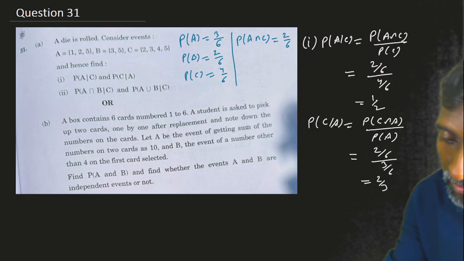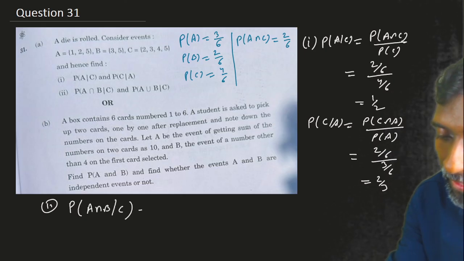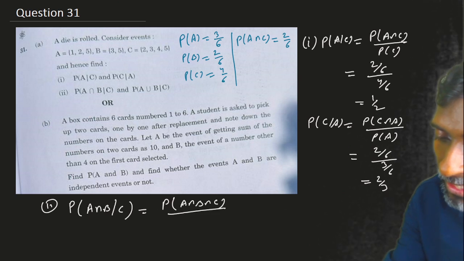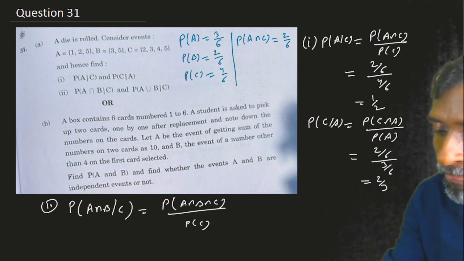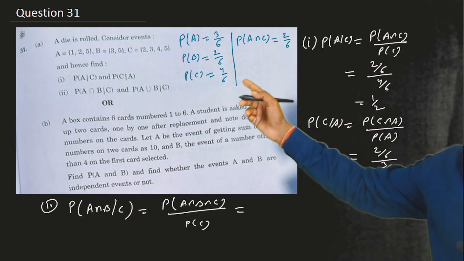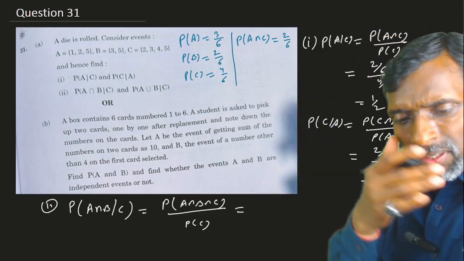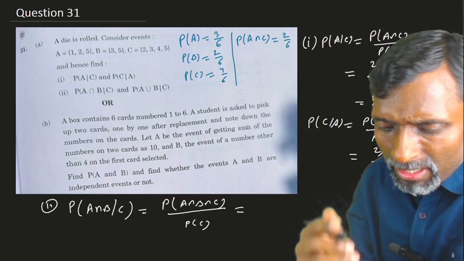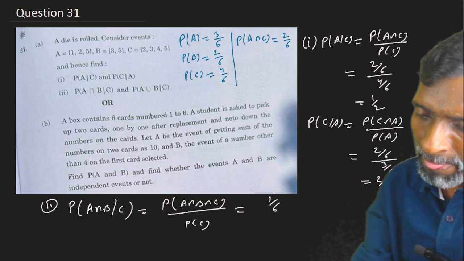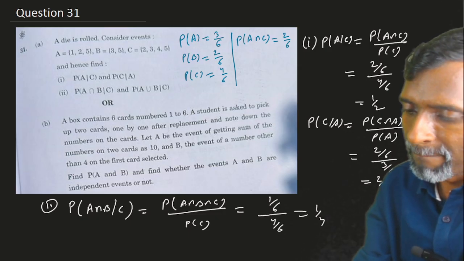When we are talking about the second part of this question, it is probability of A intersection B by C. So we can say it is probability of A intersection B intersection C divided by probability of C. What do you mean by probability of A intersection B intersection C? We should find the intersection of these three sets. So intersection of these three sets is only 5, one element. So it is 1 by 6. And probability of C is 4 by 6. The answer is 1 by 4.